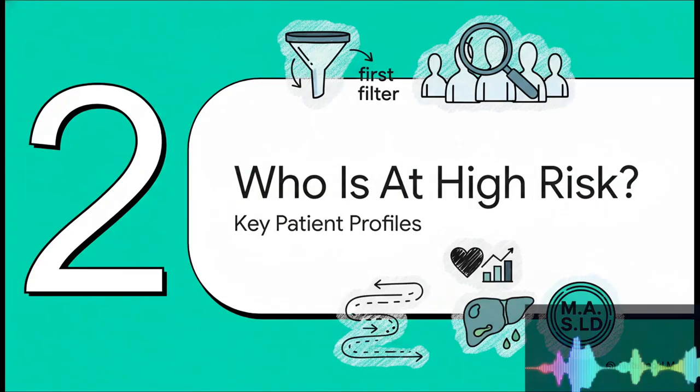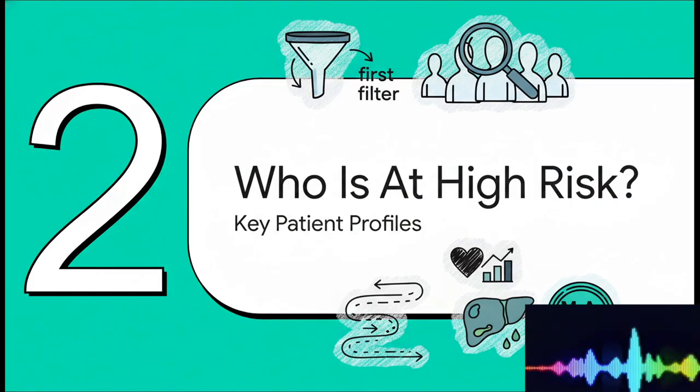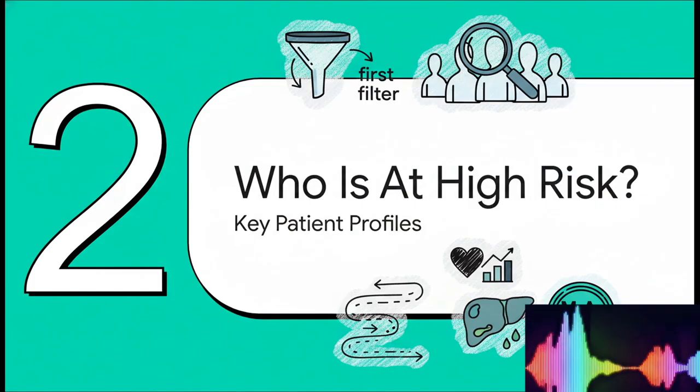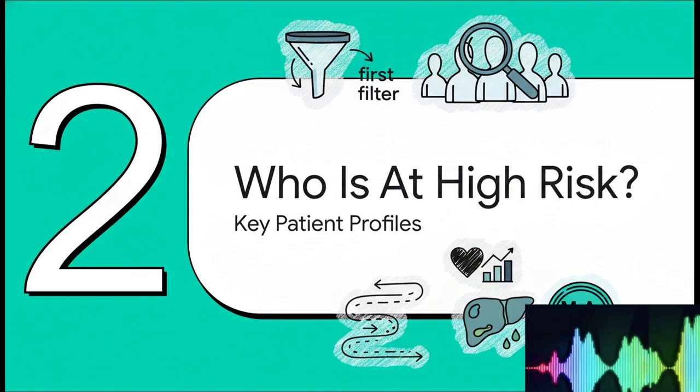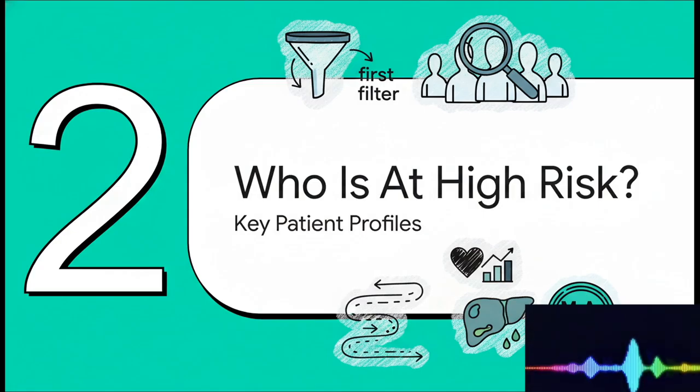So the big question is, how do you find these patients without having to screen absolutely everyone? Well, the good news is, recent global consensus guidelines have given us a really simple first filter. They've streamlined the whole process, so now we have a clear, evidence-based way to pinpoint the exact patients who need to be checked for high-risk MASLD.